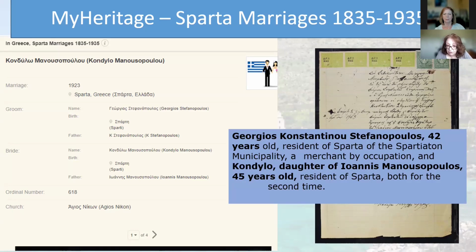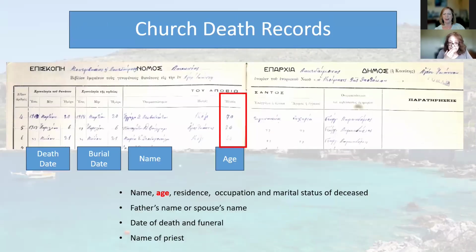If we look up above here, it says Yorgos Konstantino Stephanopoulos, 42 years old, resident of Sparta, married Kondilo, daughter of Yannis Manusopoulos, 45 years old. This is not normal. It depends on the priest who's filling out the paperwork, and some did it more consistently than others, but always check. There can be very interesting information in these documents. Don't ignore them. Yes, they're fabulous documents.